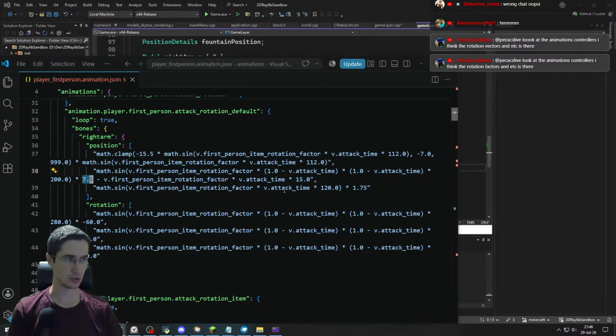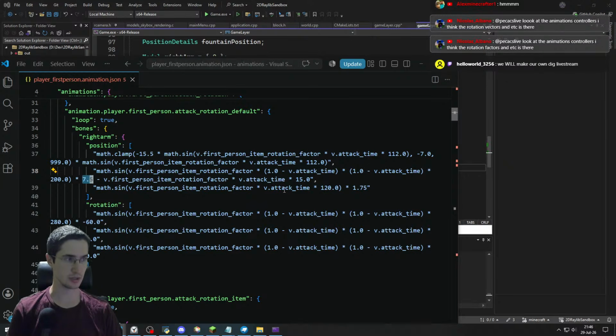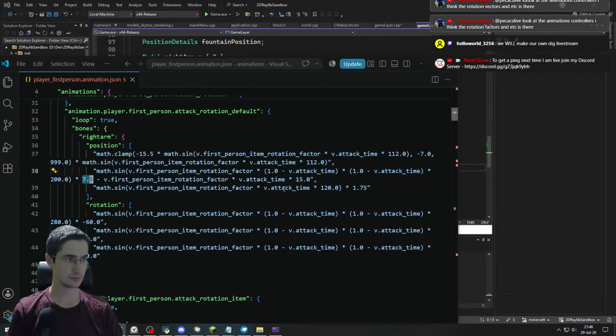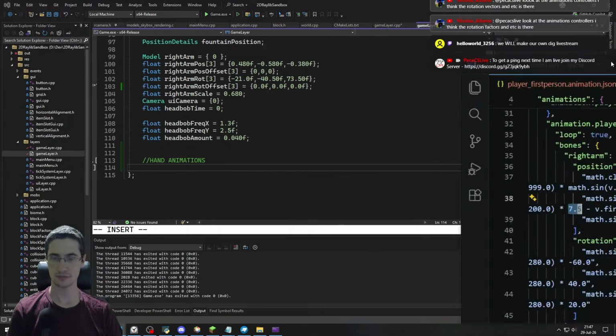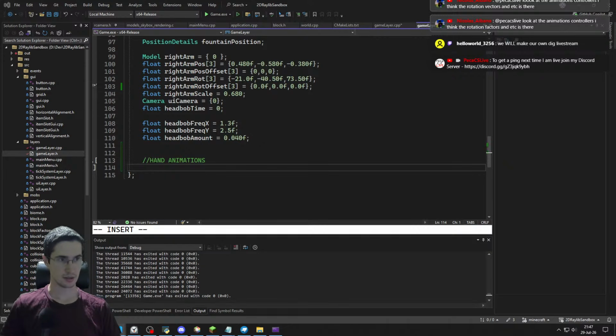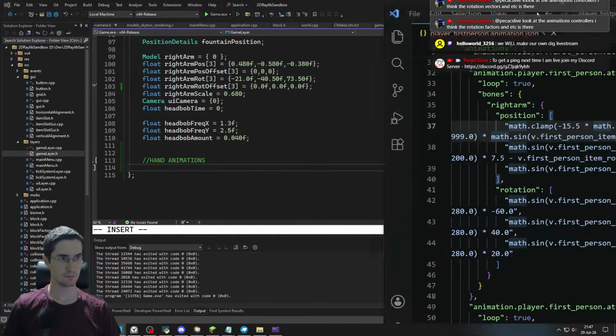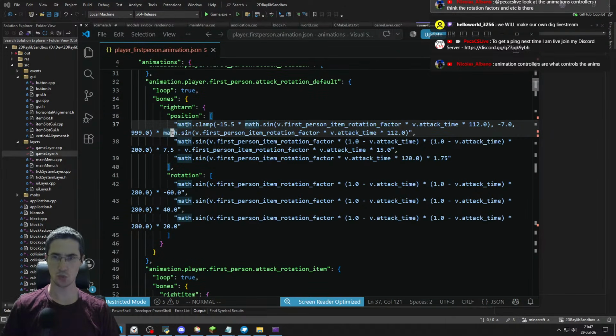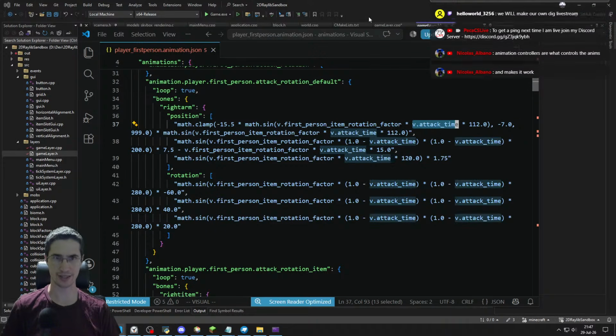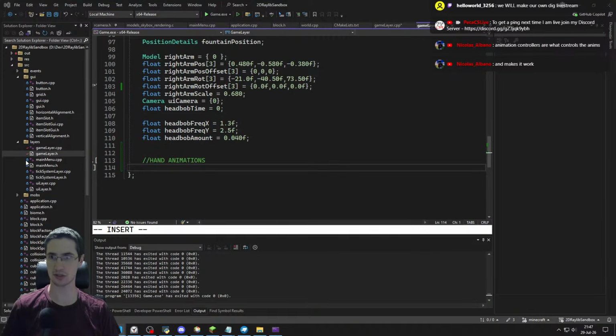Look at animations controller. I think the rotation vectors and etc. is there. What do you mean? What do you mean animations controllers? Yeah, okay. Let's do what we have here, and we'll just play around with just the attack time, chat.